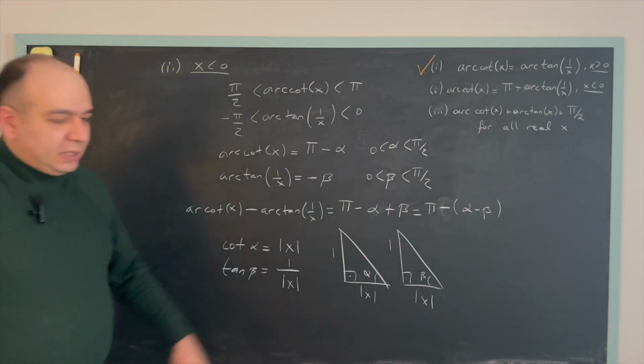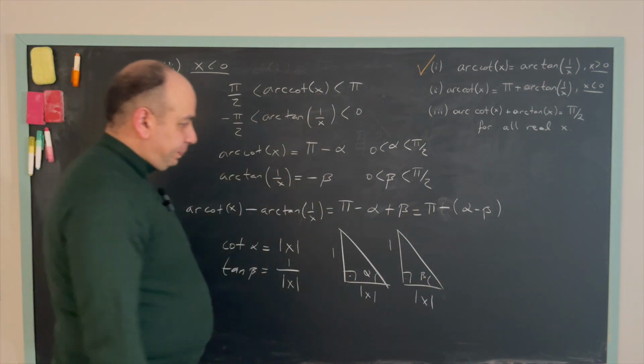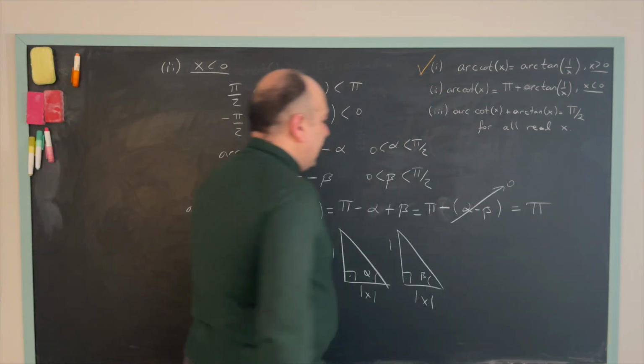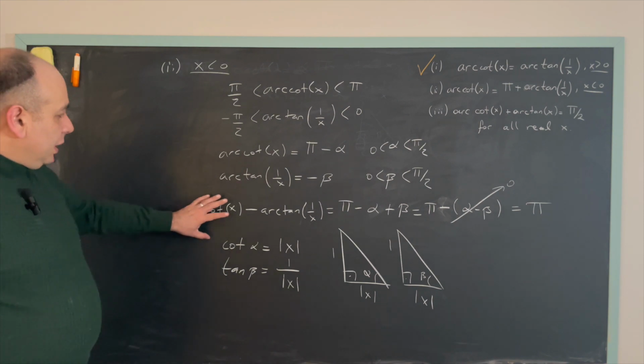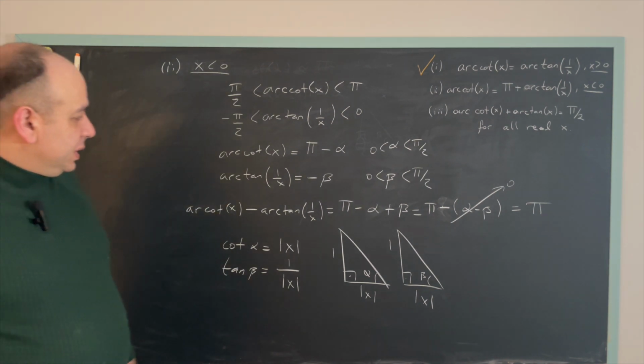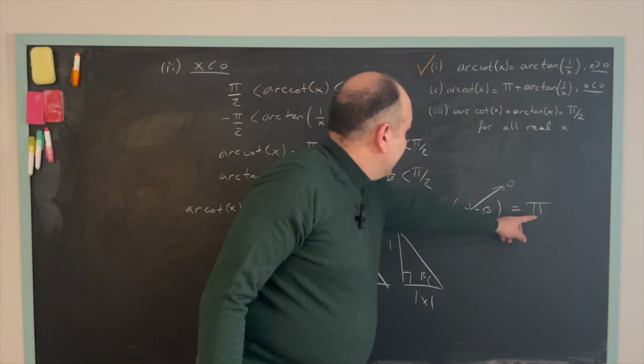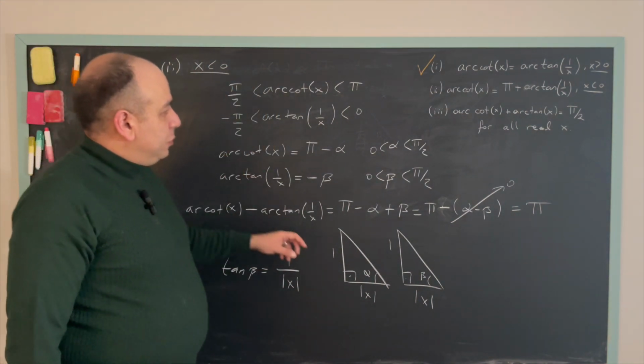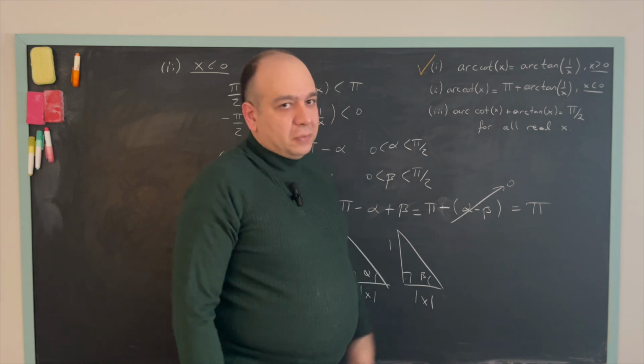As we see here, alpha must be equal to beta. So this term goes away, and this is simply equal to pi. So then arccotangent x becomes equal to pi plus arctangent 1 over x. So we also proved the second one.